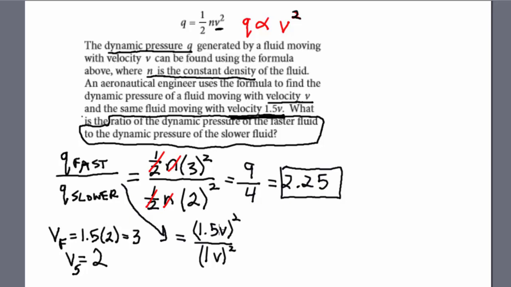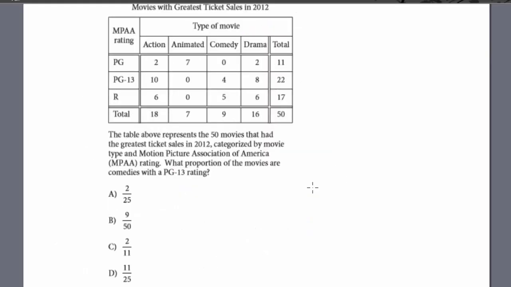It's nothing more than plugging in the velocities. For one, the velocity is 1.5 V, and for the other, the velocity is just 1 V, right? And if I do that, I would end up with 2.25 V squared over V squared, which of course we can cancel our V squares and end up with the same answer, right? So you get the same answer in either case. Let's take a look at one more example.